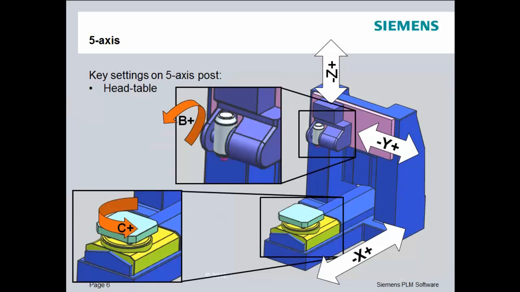Finally, we have a head table machine. And with the head table machine, there is no dependent axis. Both the B axis and the C axis are independent of each other. They don't require anything to happen to the other to move to a particular position. However, they still have to work in conjunction when you're doing NC programming in 5-axis mode. I will be creating a post for this type of machine.